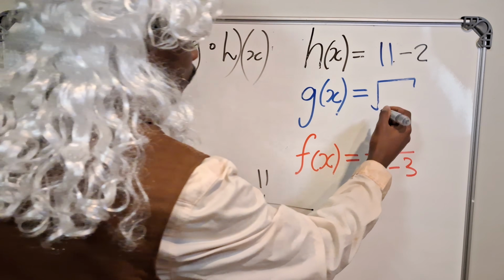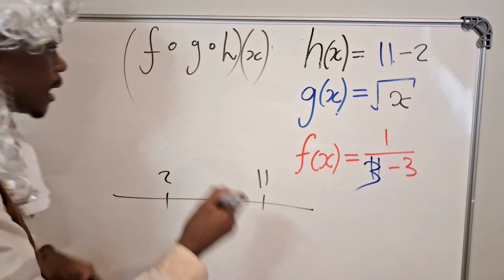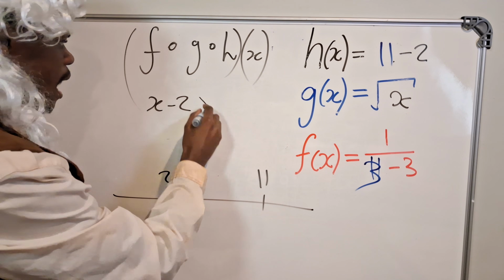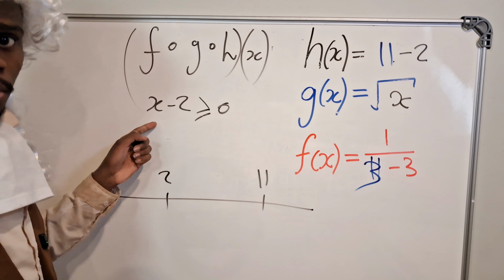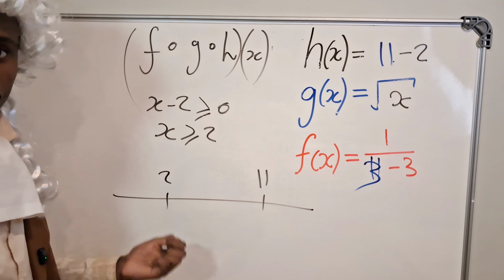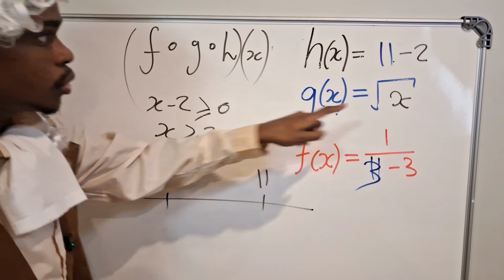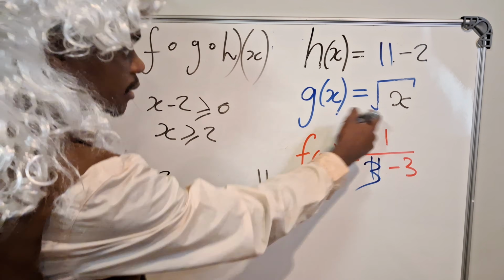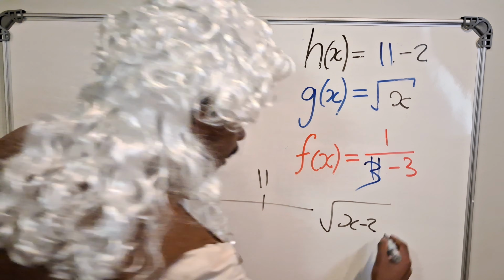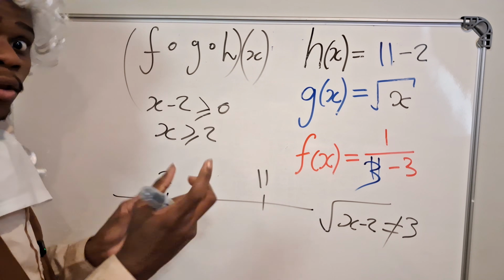We said that if we have x here, we take h of x, put it in here, and we end up with x minus 2, and this has to be greater than or equal to 0. If you move the 2 over, you get x greater than or equal to 2. That's where I get the 2 from. And for the 11, remember what we did. We took this, put it in here, and then we got this, and this can't be equal to 3. So we solved that, and we got our 11. So we got our important values.